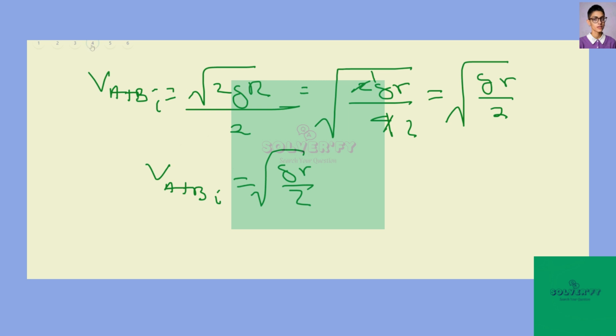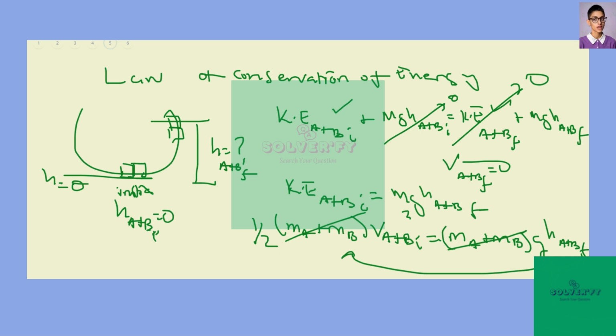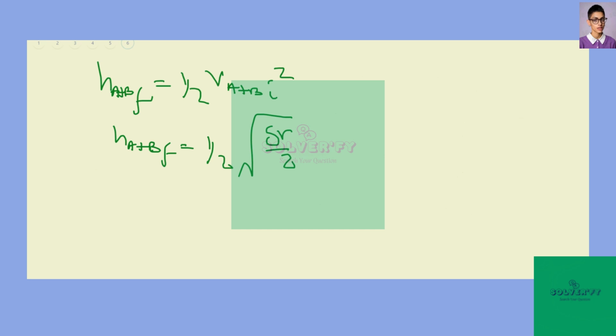Remember, the initial velocity of A and B was the square root of gr/2. So that's what we have to plug in right here, square root of gr/2. This one happens to be squared, so you have to remember that. This one is squared, don't forget that.